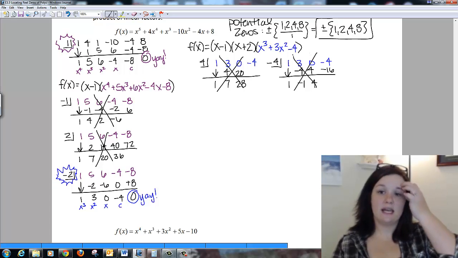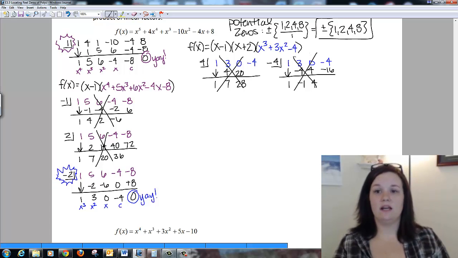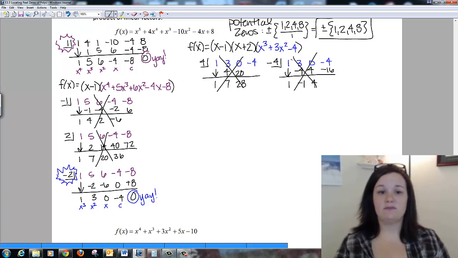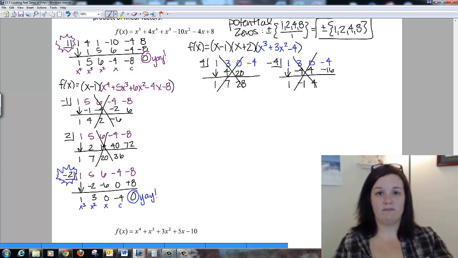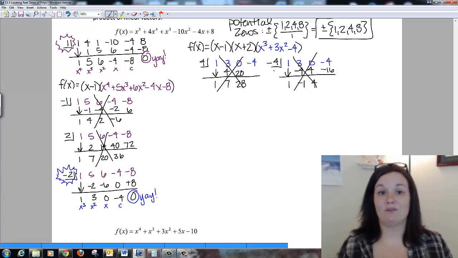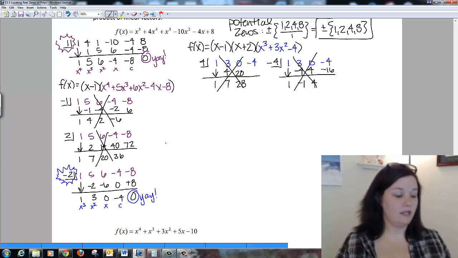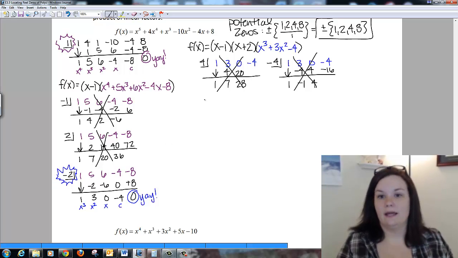So here, again, if I look at the constant term, it's 4. The only things that go into 4 are 1, 2, and 4. So I've tried both 4s and it doesn't work. So it may be that I have a repeat of one of the zeros that I've already come across. So let's try 1 again.